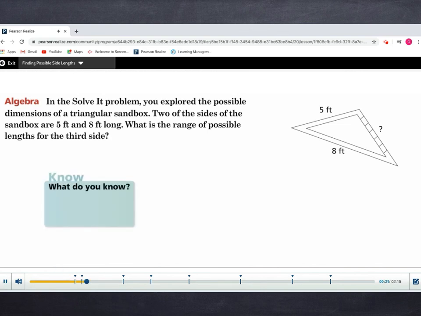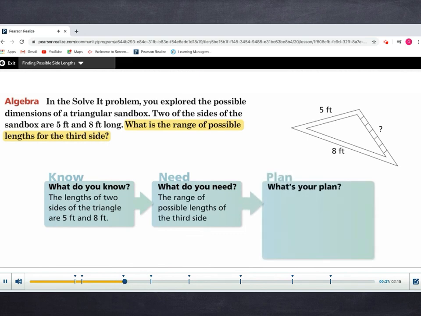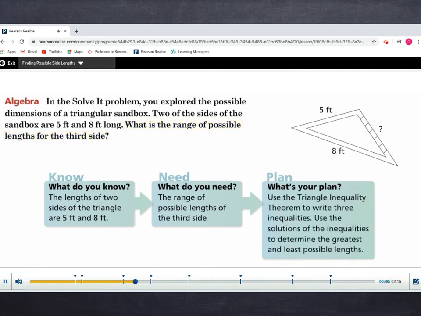What do you know? You know the lengths of 2 sides of the triangle, 5 feet and 8 feet. What do you need? You need to find the range of possible lengths of the third side. What's your plan? Use the triangle inequality theorem to write 3 inequalities. Use the solutions of the inequalities to determine the greatest and least possible lengths.